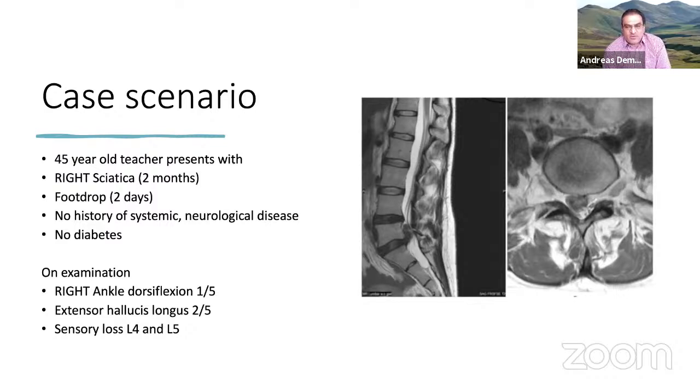So this is a patient now, same story, but we don't have an MRI. It's sciatica for 2 months, foot drop for 2 days. It's painful foot drop, no diabetes, no systemic, no neurological disease, and clear weakness. When would you do the MRI? Same day. Same day for me as well.